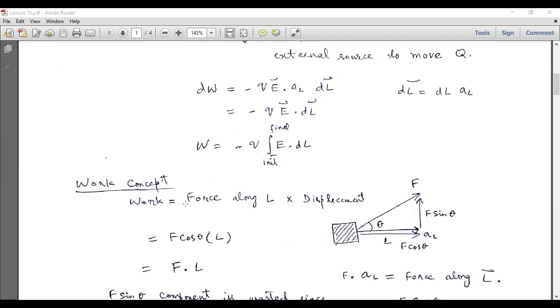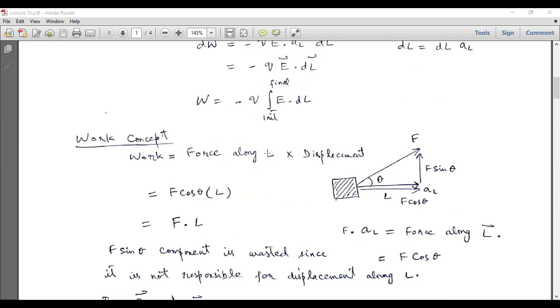Now we will discuss the general concept of work in physics, not in electrostatics, but in translational motion. Work is equal to force along the displacement multiplied by the displacement. So if we have an object which is shown over here, and we are exerting a force F in this inclined direction, that object will undergo some displacement in the horizontal direction clearly, because we are pulling this object by means of a rope. So the amount of work done in this case will be equal to the dot product of the component of force in the direction of displacement and the displacement, right?